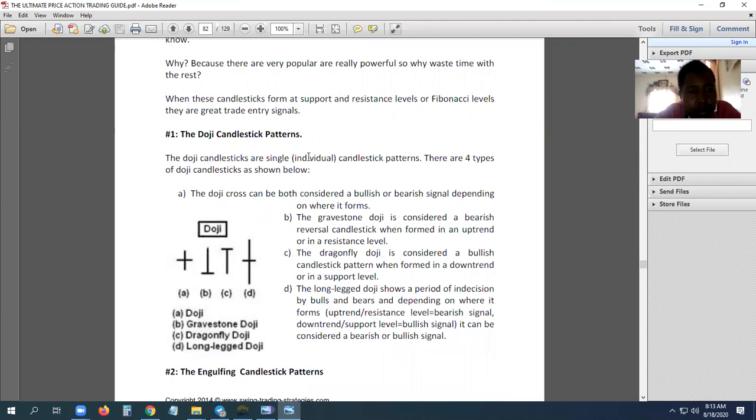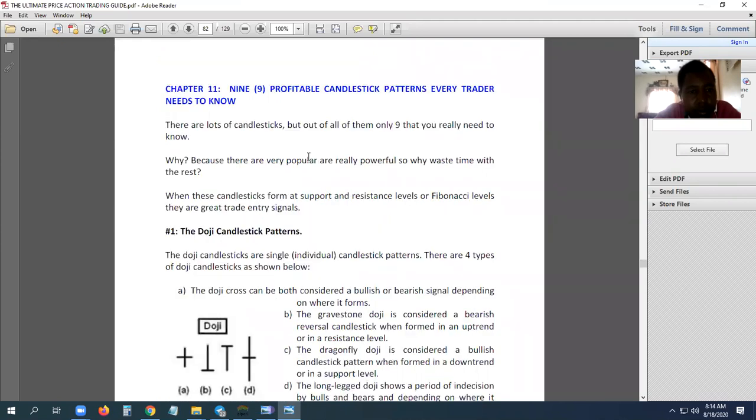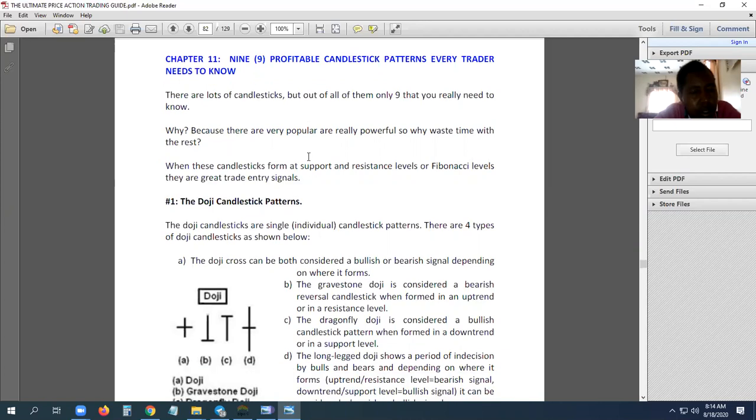Now, why do we need these candlestick patterns? Because candlestick patterns give us signals. They tell us whether it's okay to buy or it's okay to sell. They tell us whether it's okay to close a trade early or to let the trade continue running. So you cannot really survive the Forex market without understanding candlestick patterns and what they mean.